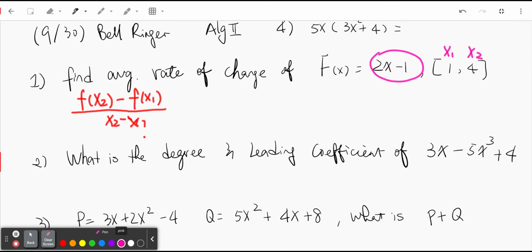So when you do the function, here, the f(x2) just means we have the function 2x minus 1, but the x is replaced by the number x2. So our function is 2x minus 1, right? Replace the x with 4. So 2 times 4 minus 1. Get that?